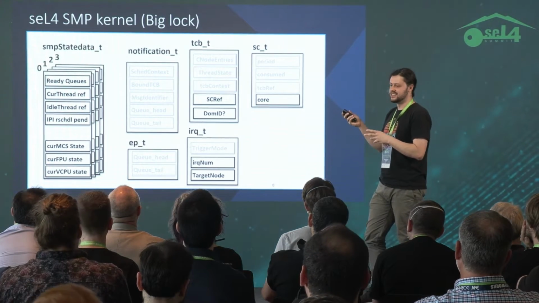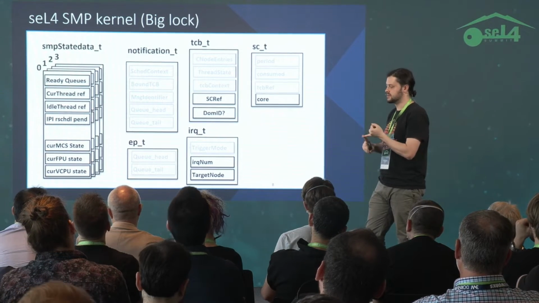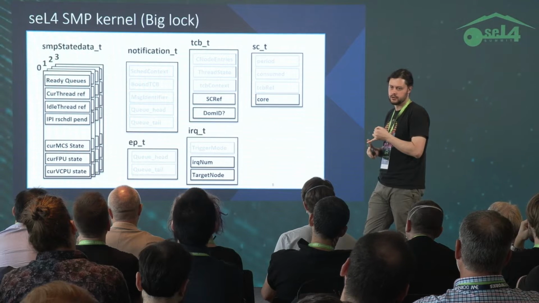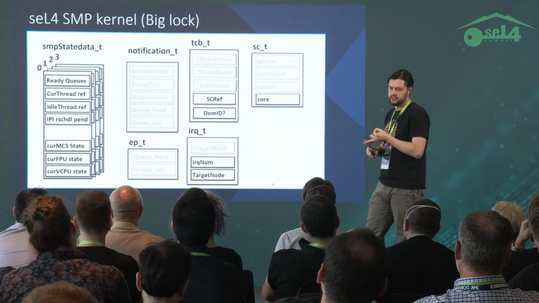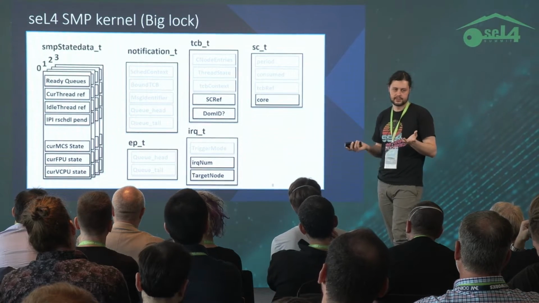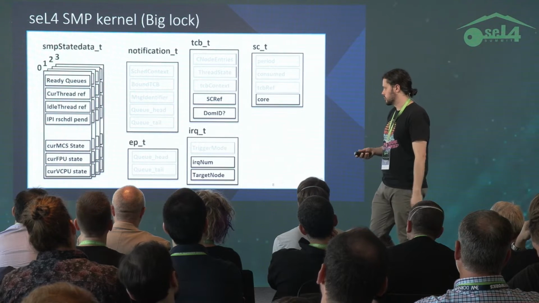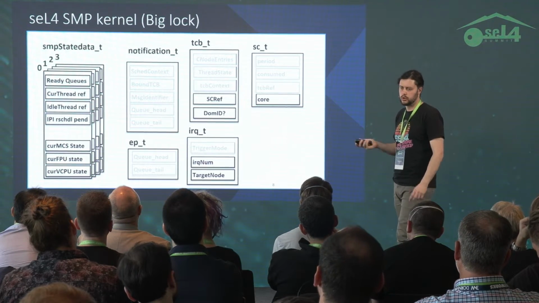And then there's core local state for each thing in the system. So there's some MCS state, like the budget and the current amount of time the thing has run for, some FPU state, whether or not it's using the FPU, and some vCPU state if it's a hypervisor, like what the interrupt controller currently has in it. Otherwise, notifications and endpoints are unmodified.